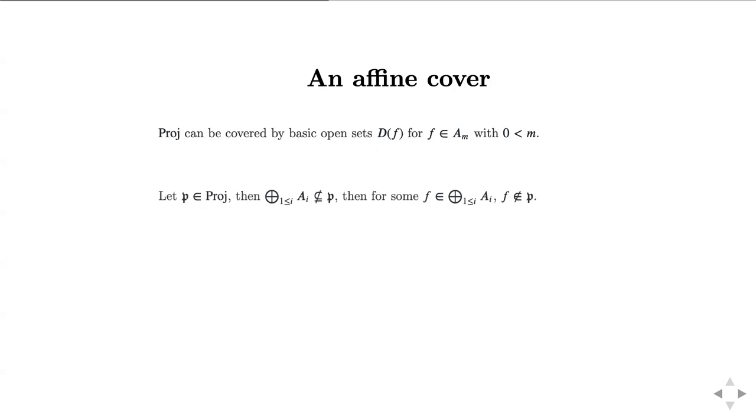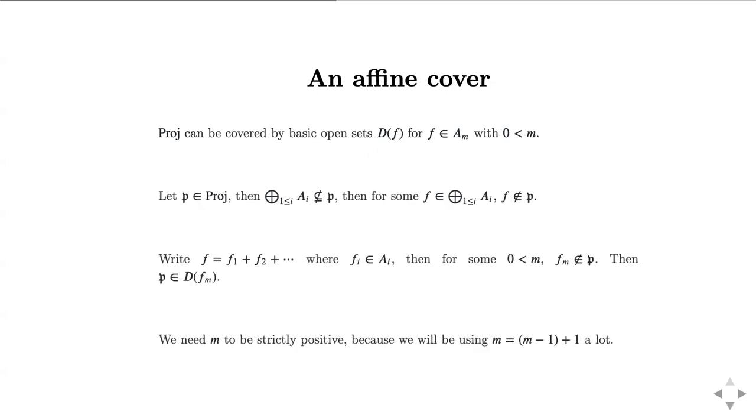So finally, we come to the meaty bit. We're constructing an affine cover. Proj can be covered by basic open sets of elements with degree greater than zero. Why do we need degree greater than zero? That is because we'll be using this stupid equality a lot: m equals m minus one plus one. So it really has to be greater than zero.